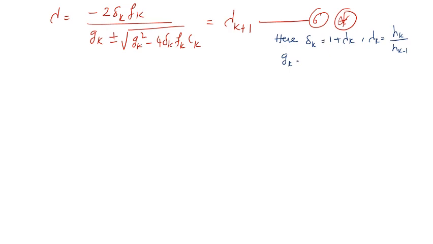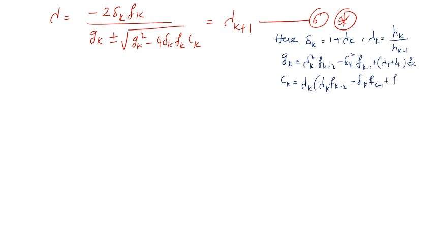What is the gk value? You have to remember gk equals lambda k square fk minus 2, minus delta k square fk minus 1, plus lambda k plus delta k, into fk. And another one, the ck value, you have to remember: lambda k into lambda k fk minus 2, minus delta k fk minus 1, plus fk. In equation 6 you have to remember this formula.